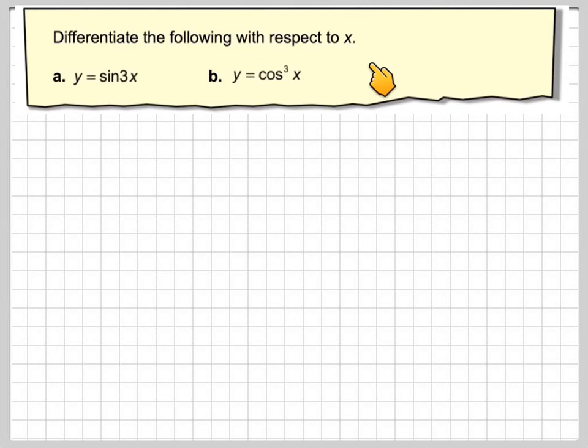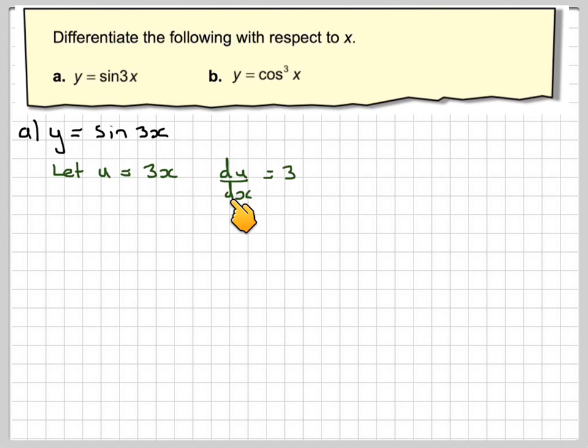Differentiate the following with respect to x. A. y is equal to sine of 3x. So we've got y is equal to sine 3x. With this type, the 3x we let be equal to u. So let u be equal to 3x. And if we differentiate that with respect to x, we get du by dx, which is equal to 3. Therefore, y is equal to sine of u, because we've let u be equal to 3x.